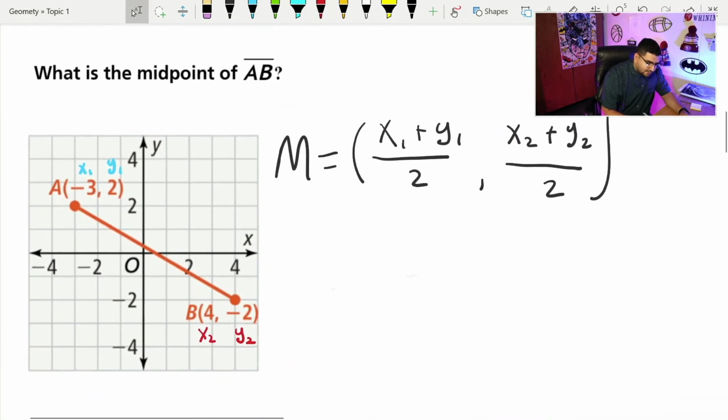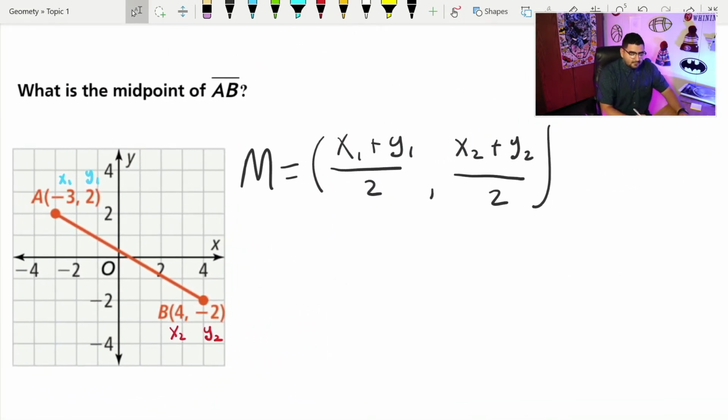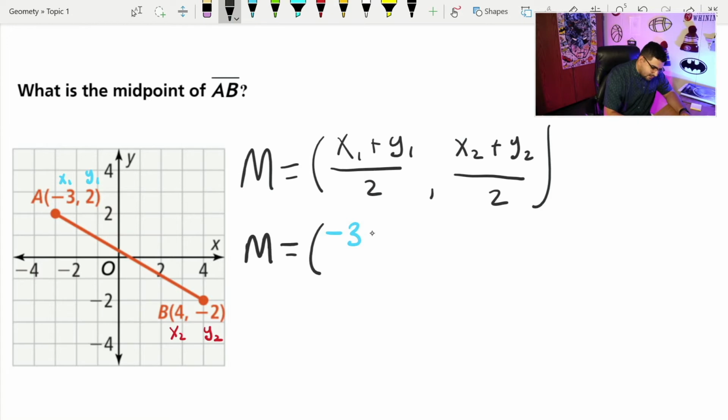So now let's go ahead and use those. We're going to plug them into this formula. So I'm going to have M equals X1, which is -3, plus X2, which is 4. Now that's going to be divided by 2. And then we're going to have Y1, which is 2, plus Y2, which in this case is -2. All that divided by 2.